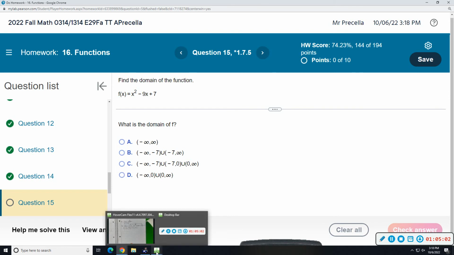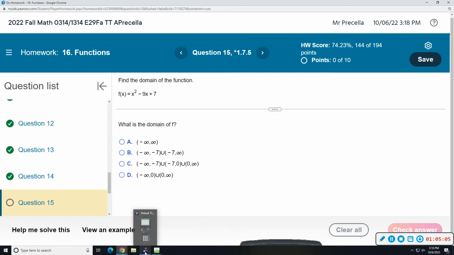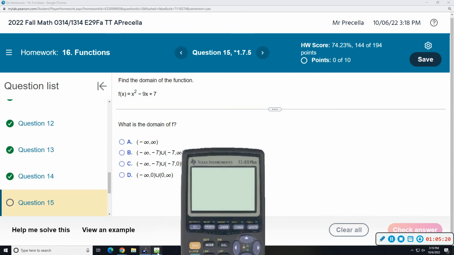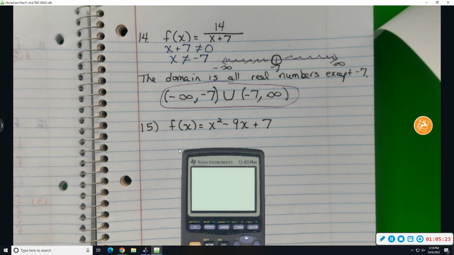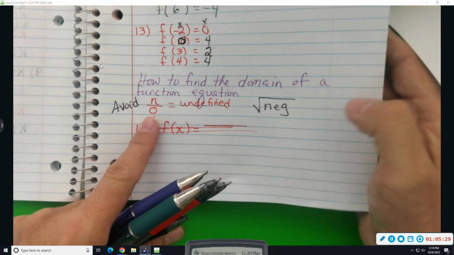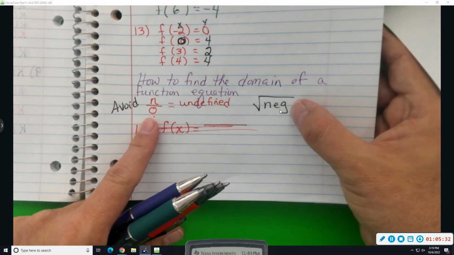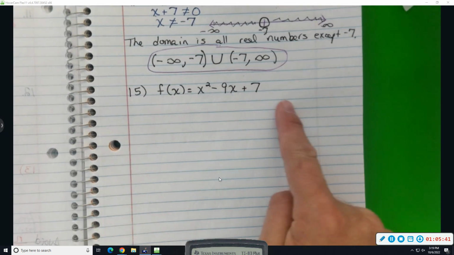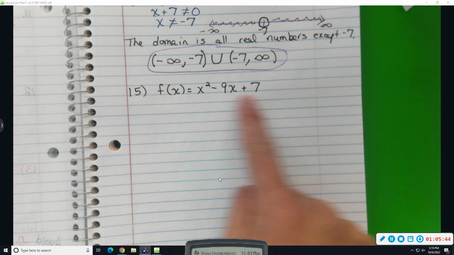Okay, number 15 says find the domain of x squared minus 9x plus 7. Remember, there are two things you want to avoid. You want to avoid a 0 in the bottom of the fraction or a negative under a square root. On number 15, are there any fractions or square roots? There are no fractions in this equation, no square roots.